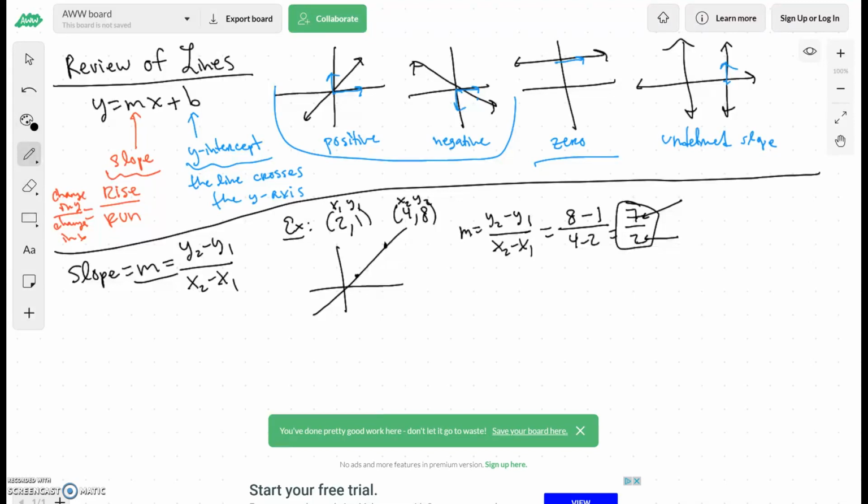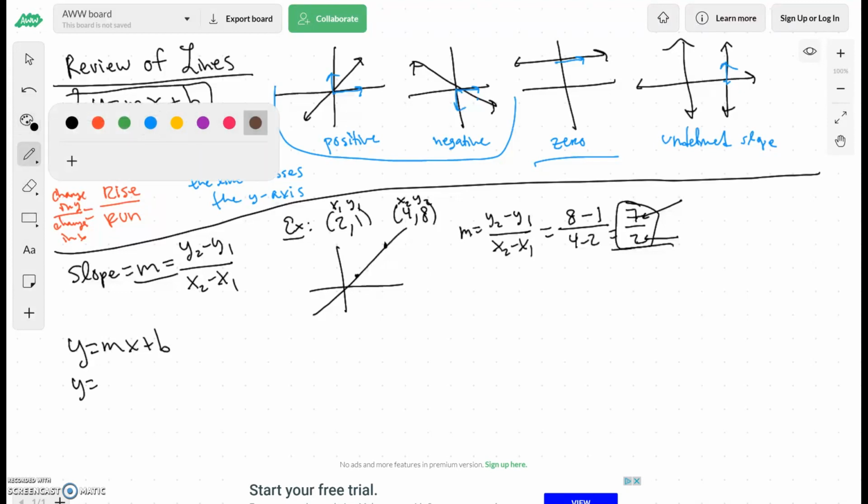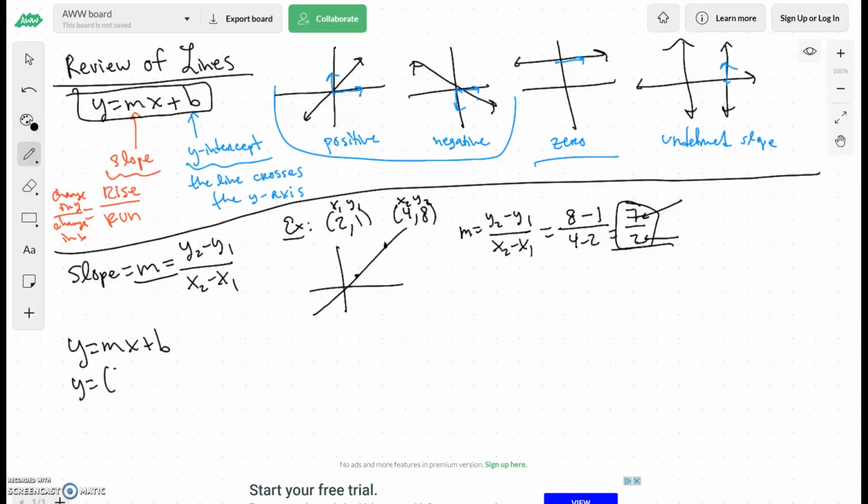Now let's find the equation of the line. We know that the equation of a line is y equals mx plus b. We already found our slope, which is 7 over 2. So y equals 7 over 2 times x, plus b.